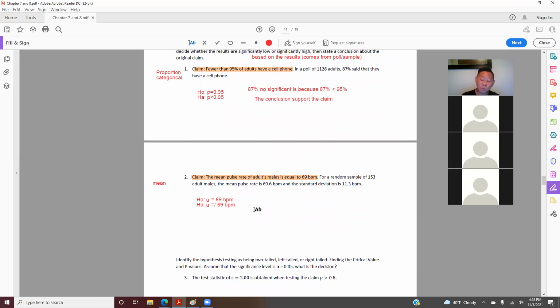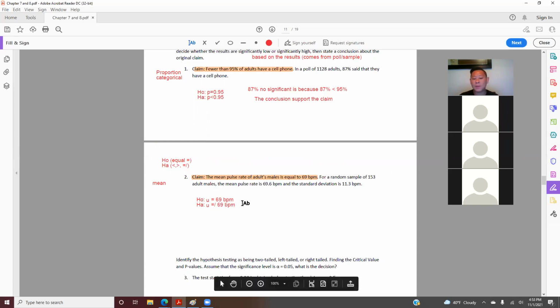So always remember that your H0 has the equal symbol. And your HA has the less than or greater than or not equal to symbol, one of the symbols. And 69 in this case is called a claim statement.